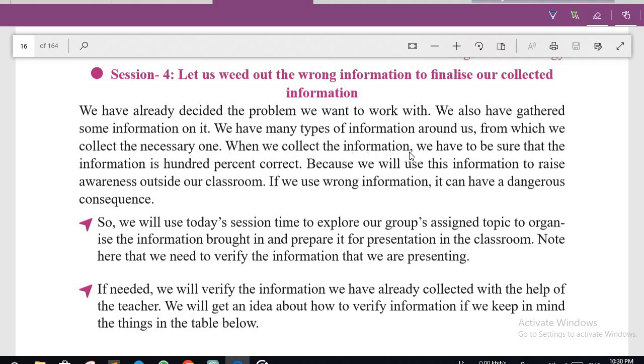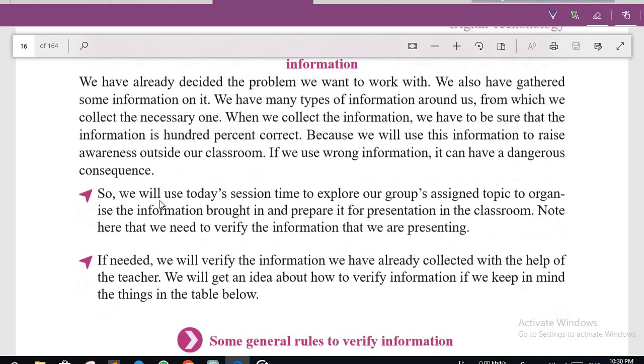When we collect the information, we have to be sure that the information is 100% correct, because we will use this information to raise awareness outside our classroom. If we use wrong information, it can have a dangerous consequence.